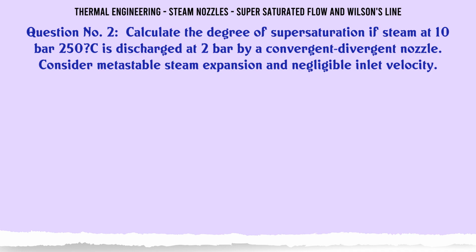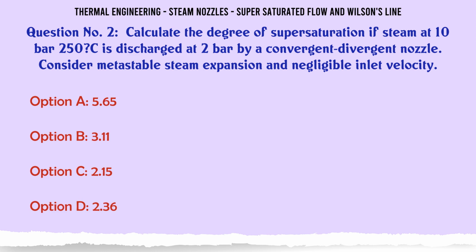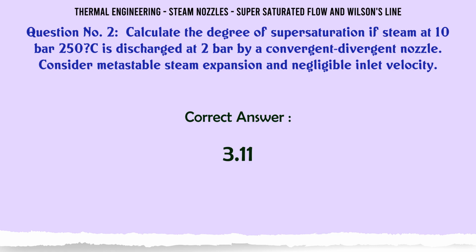Calculate the degree of supersaturation if steam at 10 bar, 250 C is discharged at 2 bar by a convergent-divergent nozzle. Consider metastable steam expansion and negligible inlet velocity. A: 5.65, B: 3.11, C: 2.15, D: 2.36. The correct answer is 3.11.